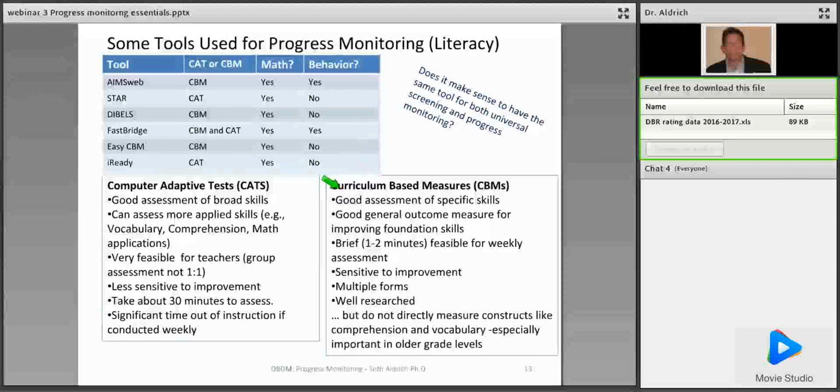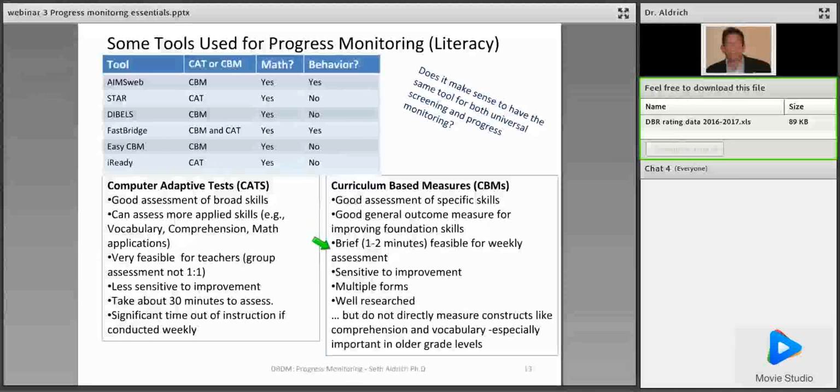The curriculum-based assessments like AIMSweb, FastBridge, DIBELS, Easy CBM, they have some good qualities. They're a very good assessment of specific skills: math computation, letter sounds, nonsense words, reading connected text, or reading fluency in passages. So some specific skills that are very predictive of functioning at a given grade level are covered with these CBMs, and so they're excellent assessments for that. They're very predictive. They're a good general outcome measure for improving foundation skills. So that's a real strength of CBMs.